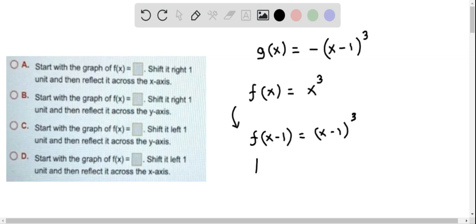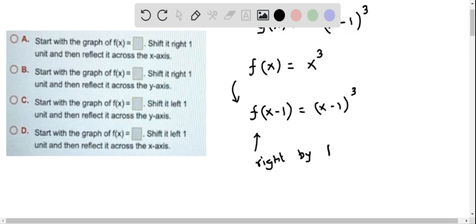This transformation transforms the graph of f of x to the right by 1 unit. And then I'm going to apply the next transformation. That is, I'm going to find negative of f of x minus 1. And this equals negative of x minus 1 quantity cubed.